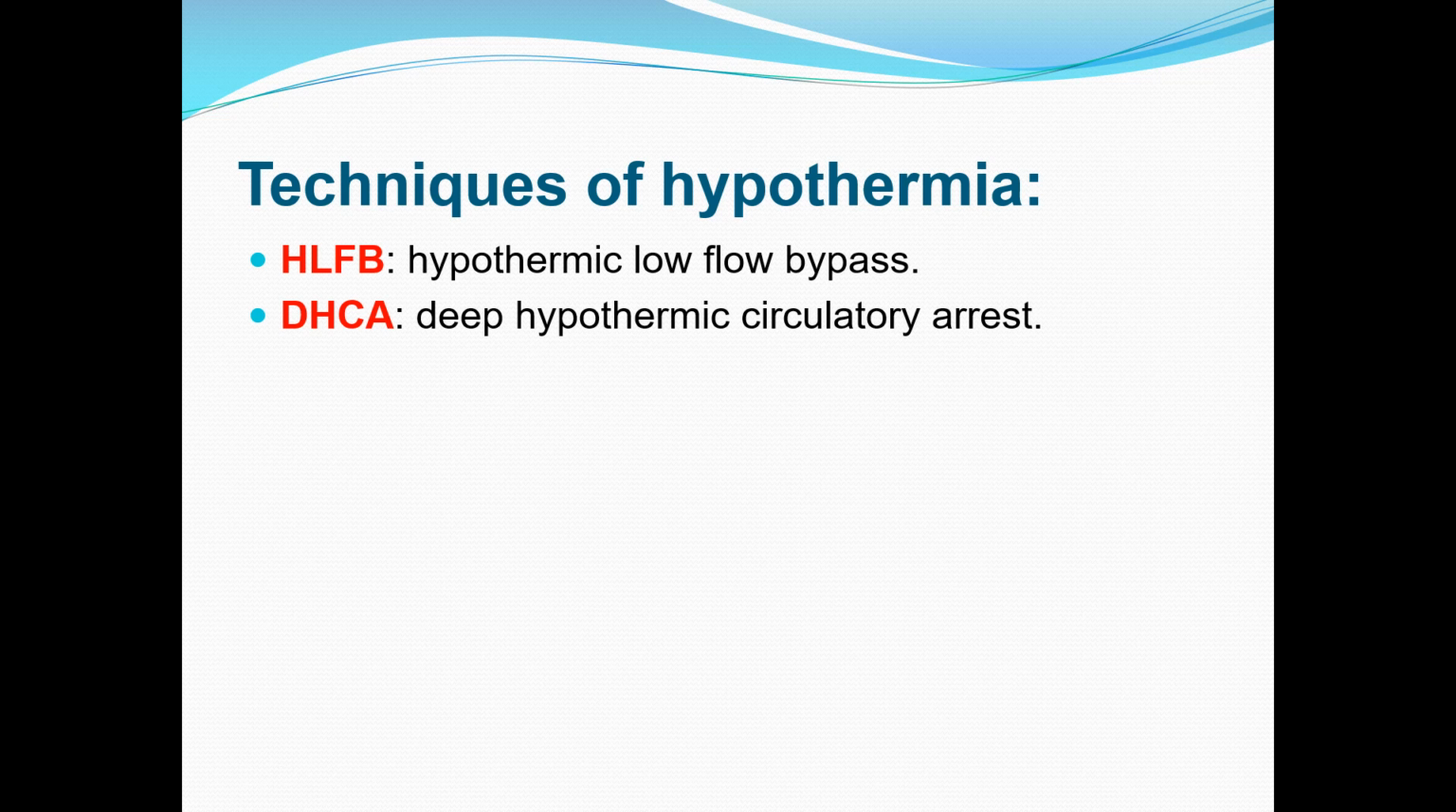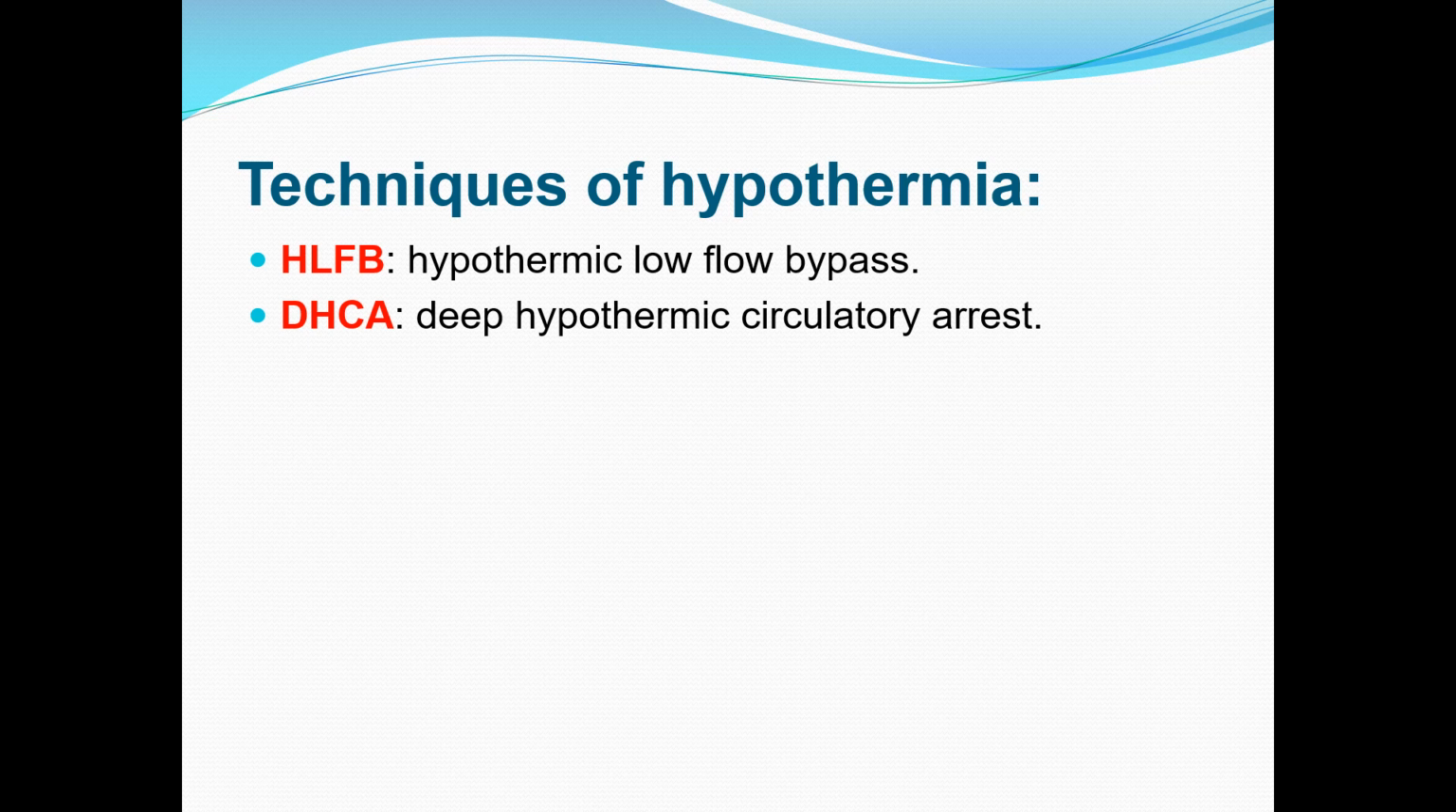In hypothermia, we have two techniques: hypothermic low flow bypass and deep hypothermic circulatory arrest. In hypothermic low flow bypass, we keep flow through the circuit, and we perfuse the body according to the temperature. For example, an adult at a temperature of 34 or 37 degrees centigrade needs 5 liters of cardiac output, but if we reduce the temperature to about 20, probably 1.5 liters will be enough to maintain metabolic activity and enough perfusion of the body organs.